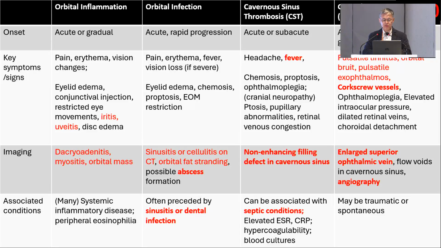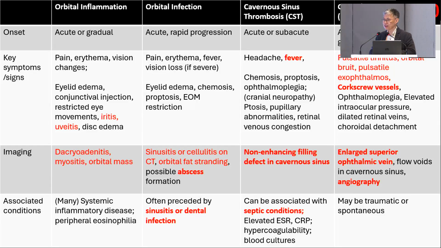What about inflammation versus infection? Well, not always the easiest to tell, but look at the history, and that's in the bottom row there. If they have a history of recent sinusitis or dental infection, and ask this in the history, think about a possibility of an infection. If they have a history of autoimmune disease, well, you can start thinking about autoimmune disease, and then the imaging will give you some clues.